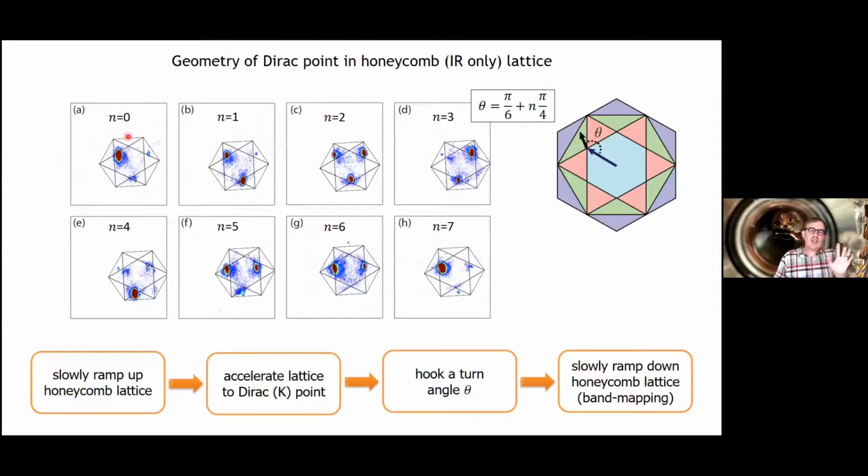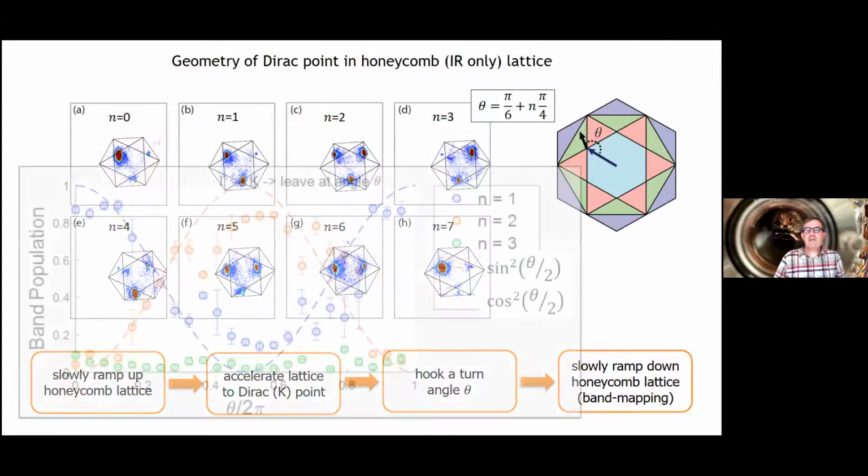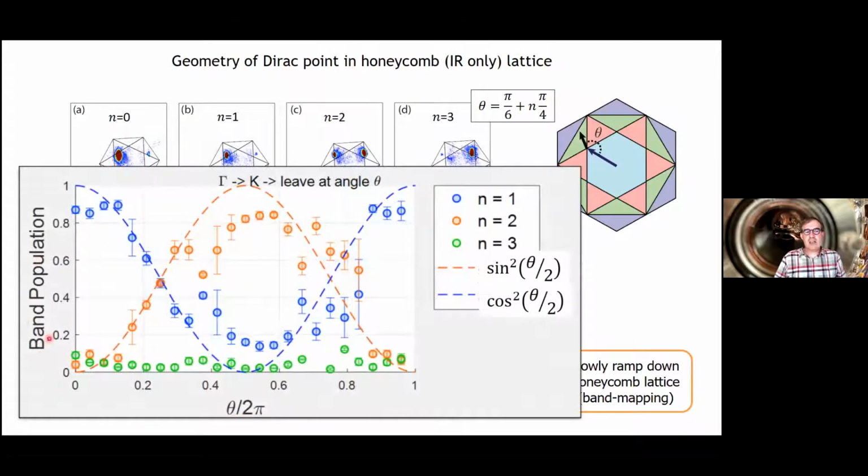In order to interpret these measurements, we have to be mindful that the lattice in the laboratory is in a moving frame. So we take account of that. And then finally, we obtain these band populations. And you see the signature we observe is really very clear. Let's say the population that remains in the ground band varies pretty much like cosine squared of theta over 2, which is what one would predict for a Dirac point.